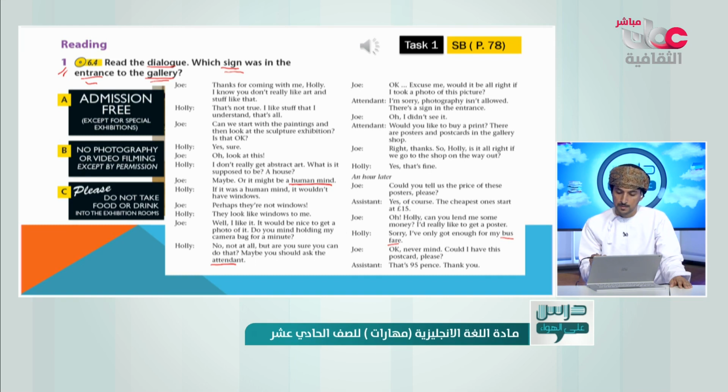Okay, so it's here. You will find this one is sign, and we have entrance. Let us read it from the beginning. I am sorry, photography isn't allowed. So photography isn't allowed. There is a sign in the entrance. So we have got here the answer. So our answer is what? B. No photography or video filming except by permission. Now I hope you have got the right answer here.